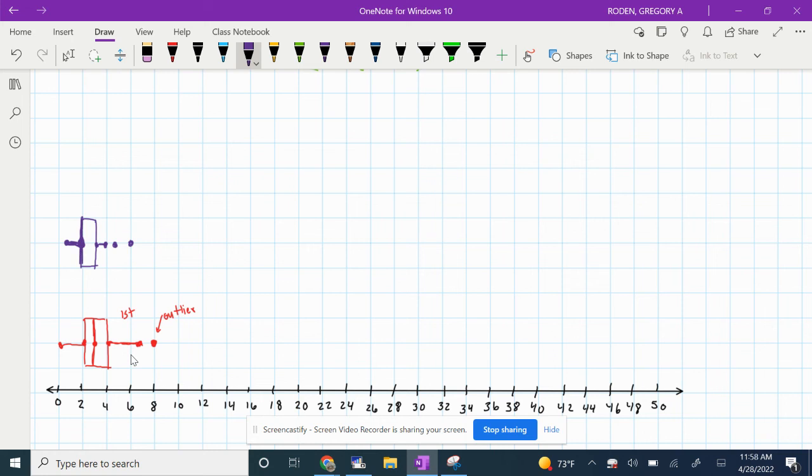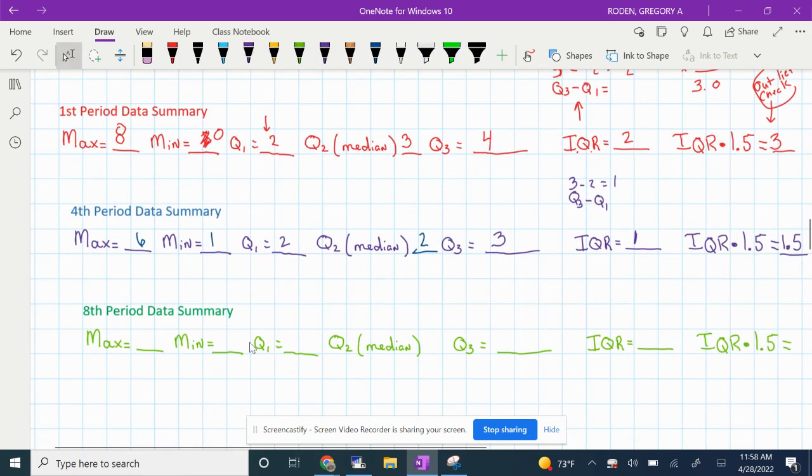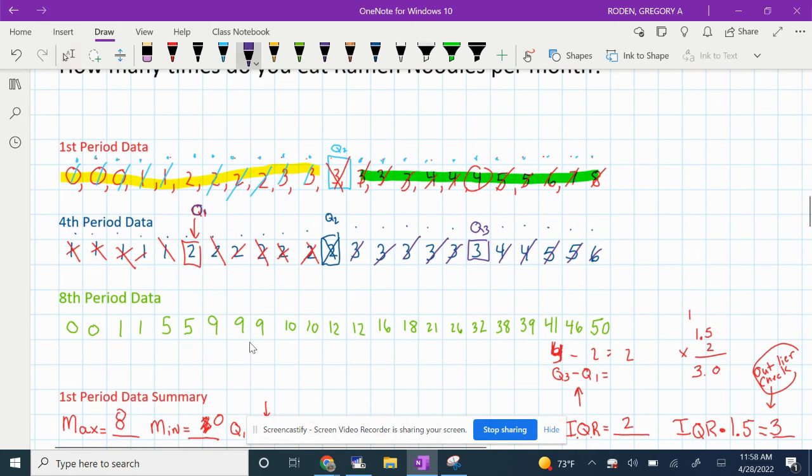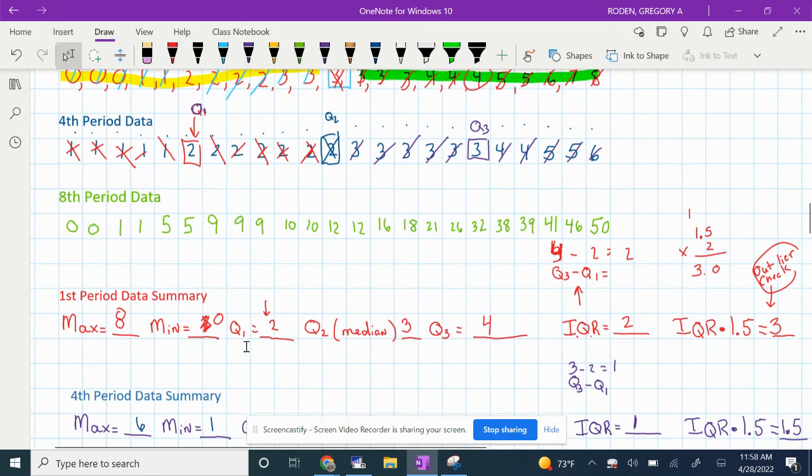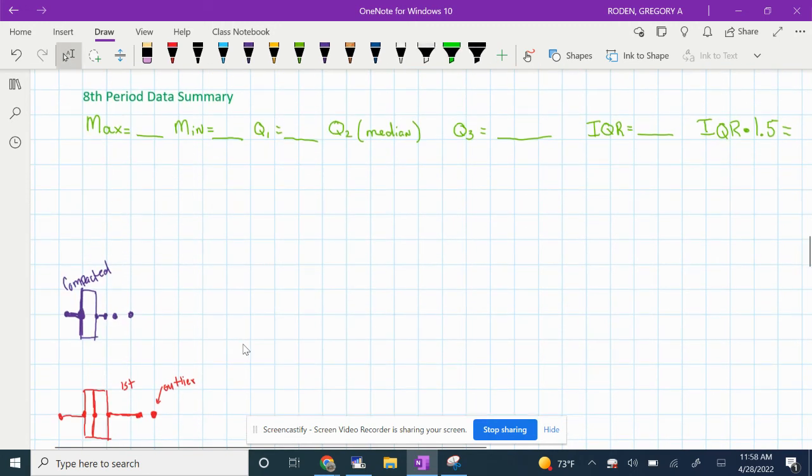And so what's happening is this box right here is really compacted. Whenever your box and whisker is compacted like this, it means your data is all smashed together. So if you go up here, you see how this data in my 4th period class, it's all very similar. Lots of 1s, lots of 2s, lots of 3s and 4s and 5s. It's all very close together. And when that happens, guys, your box becomes very compacted. All your data is smashed together, and anything that's a little bit away from that clump of data is an outlier. So these are my outliers.